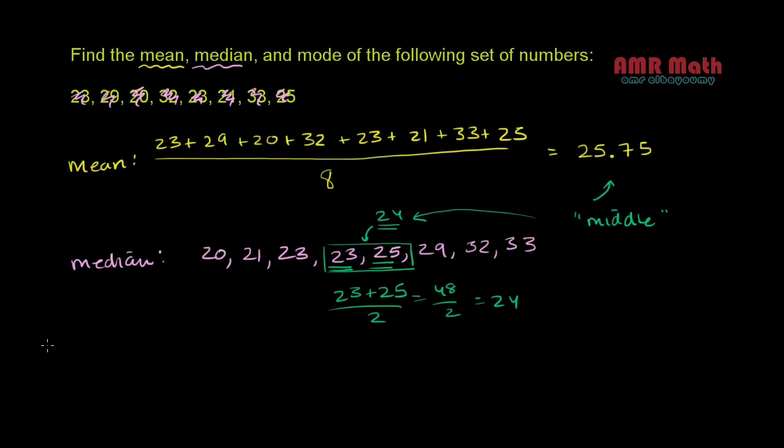Then finally, we can think about the mode. And the mode is just the number that shows up the most in this data set. All of these numbers show up once, except we have the 23, it shows up twice. And so because 23 shows up the most, it shows up twice, every other number only shows up once, 23 is our mode.